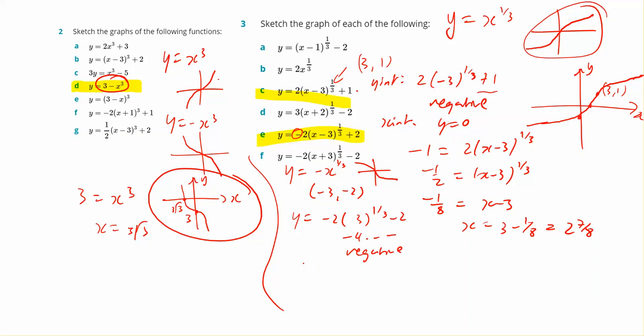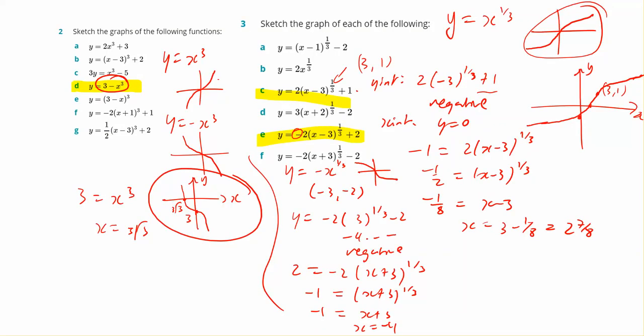Now our x-intercept, y is 0, so I'm going to move the 2 to the side: negative 2 times (x plus 3) to the power of a third equals 2. Divide both sides by negative 2, we get negative 1 on the other side. (x plus 3) to the power of a third equals negative 1. I'm going to cube both sides, so that's negative 1 equals x plus 3. x would equal negative 4. Okay. So I've got all I need to draw the graph. My SPOI is at negative 3, negative 2, somewhere over here.